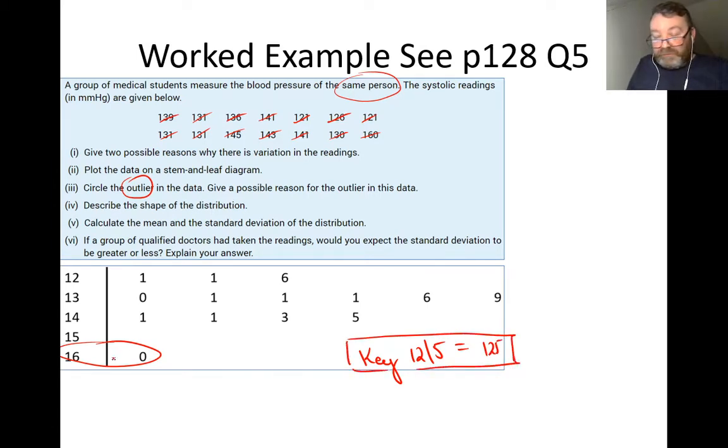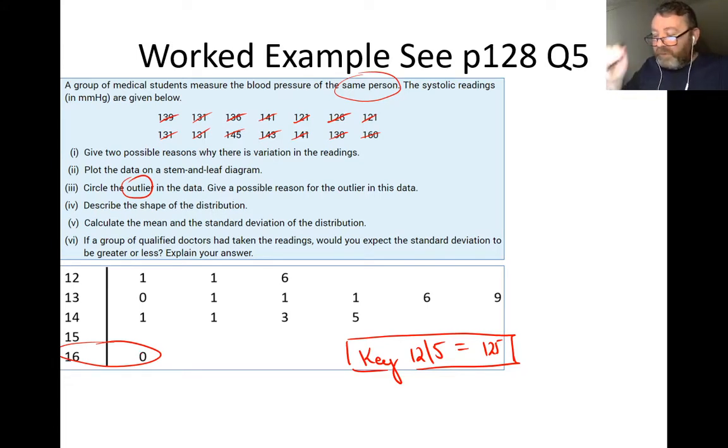Now, 160, that's way off. Most of the data seems to be in and around the 130s. Here we've got a 160. So that student has now failed and is gone. They can become a teacher or something. But you get the idea. So that's gone. Failed. So 160 is out of the question. It's an outlier. It's data that's way out of sync with the rest.